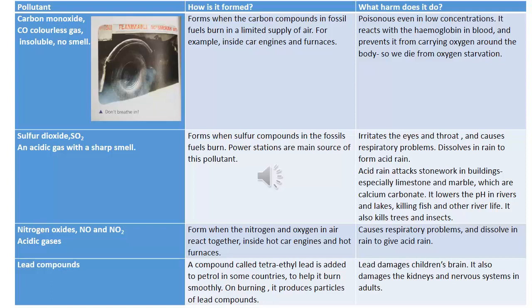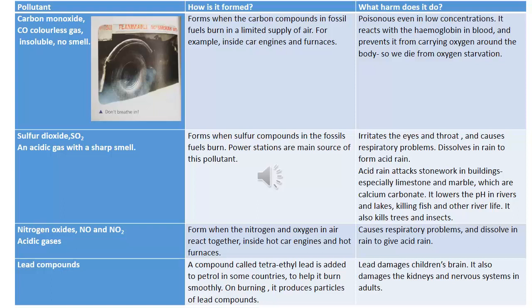So this has a very negative effect. Okay, and the third one is the nitrogen oxides. The two gases produced from nitrogen and oxygen are NO and NO2. They are also acidic in nature. How are they formed? They are formed when the nitrogen and oxygen in air react together. So when the nitrogen and oxygen both react, the product is nitrogen oxides.